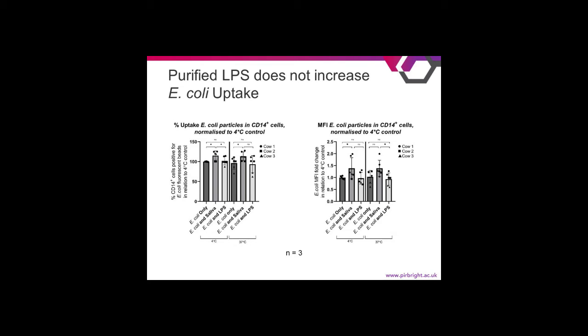So the first graph again shows the percentage of cells taking up these particles. And as you can see, there is a difference again observed between E. coli only and E. coli and saliva. However, there was no difference observed when cells were treated with LPS compared to the untreated cells. And this is the case both at 4 and at 37 degrees. This is also the case when looking at MFI, as you can see in the second graph. And this just suggests that the purified LPS isn't having the same effect when it comes to the E. coli uptake.